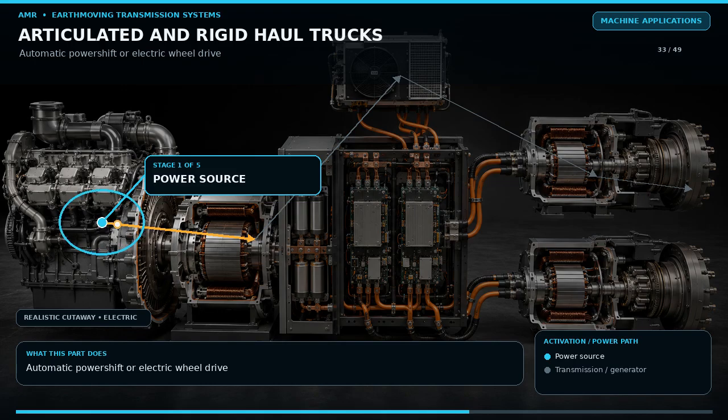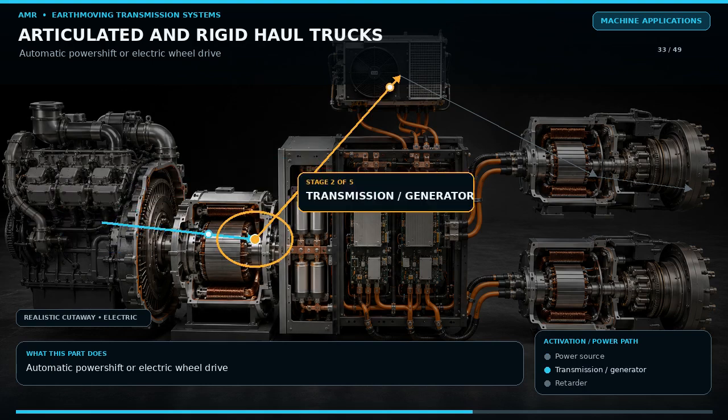Articulated haulers commonly use automatic planetary or countershaft powershift transmissions with a torque converter, lockup clutch, drop box, propeller shafts, differentials, and hub reductions. Retarders may act through the transmission or driveline. The controller coordinates gear, lockup, engine torque, and retarding to control a heavy load on grades.